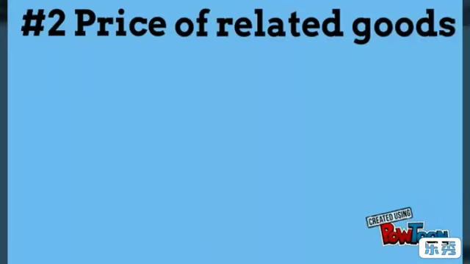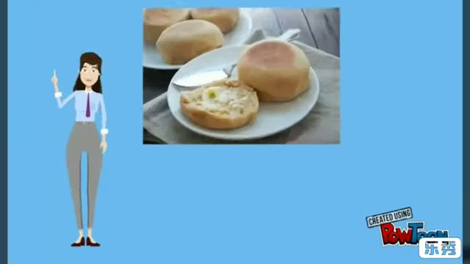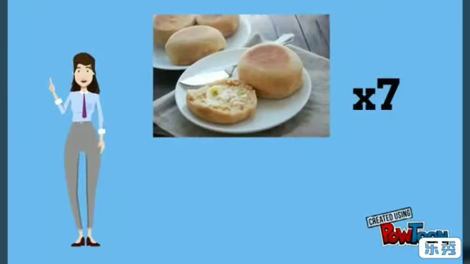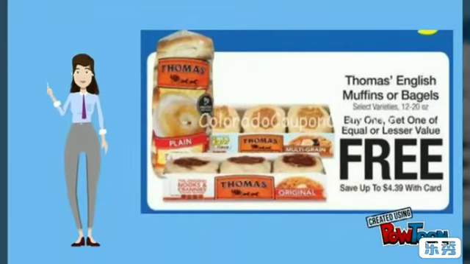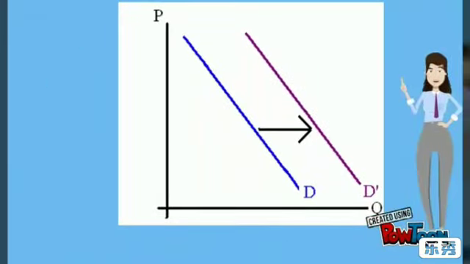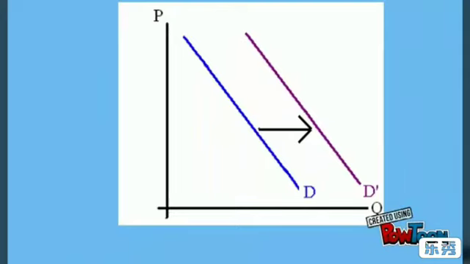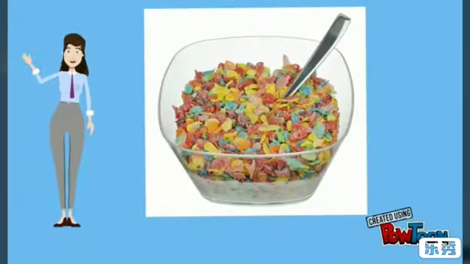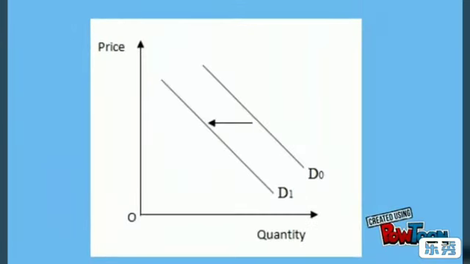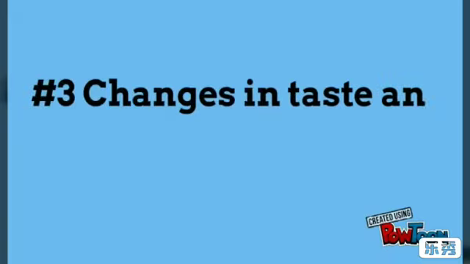Price of related goods. If I eat English muffins and butter every morning for breakfast, and I notice that English muffins are buy one get one free, the demand will shift to the right because my demand for those English muffins increases. And vice versa, if the price of English muffins increased by $3, then I will decide to eat cereal this week for breakfast instead, which is a substitute good, and the demand for English muffins will shift to the left. Changes in taste and preferences.